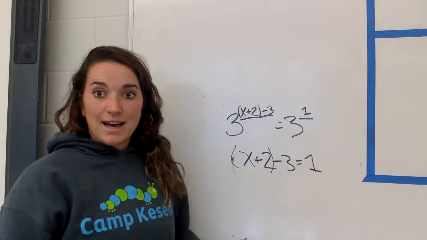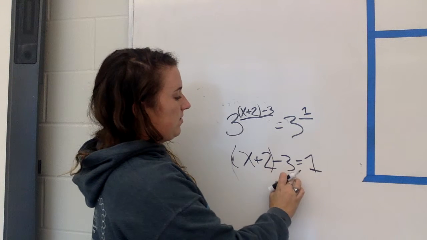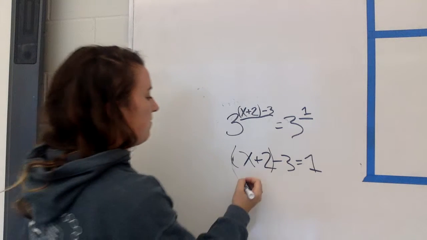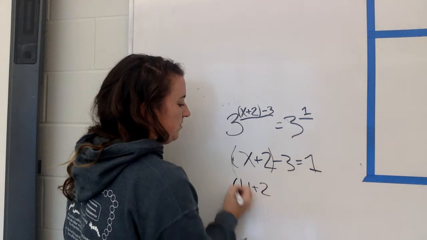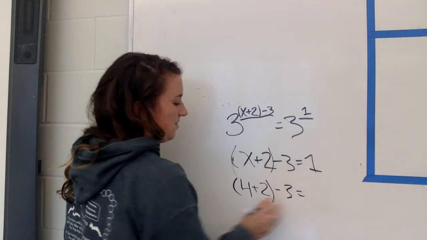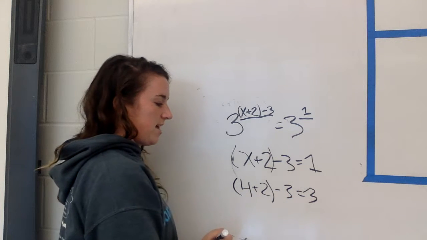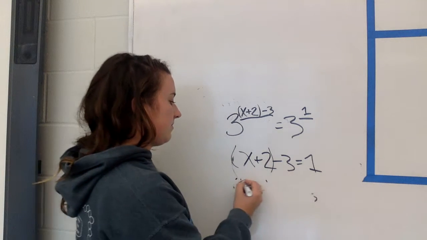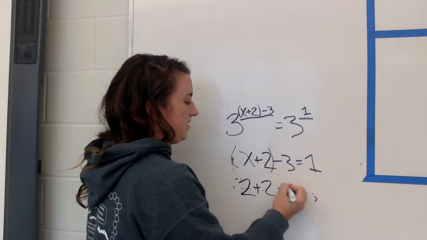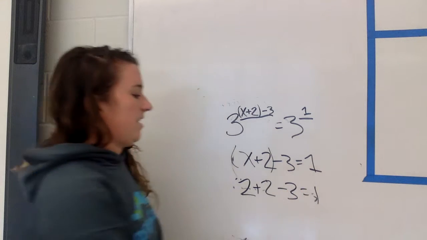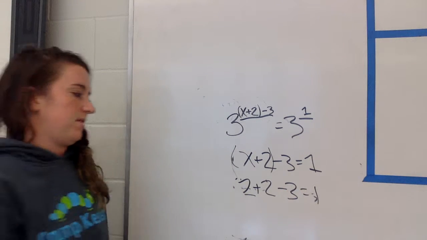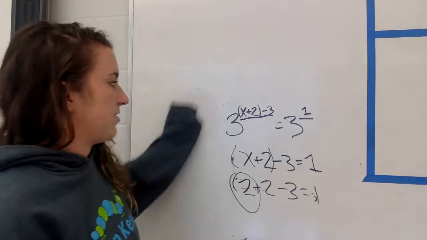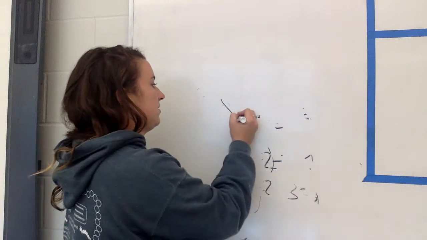I'm just going to guess and check to figure this out. I'm going to say, okay, so what number can I put in place of x? So this works out. If I put in 4, I'd have 4 plus 2 minus 3. 6 minus 3 gets you to 3. Okay, so that's too big. It needs to be even smaller. Be 2 plus 2 minus 3 equals 1, and that works. So putting 2 in place of x makes this equation true. So x equals 2.